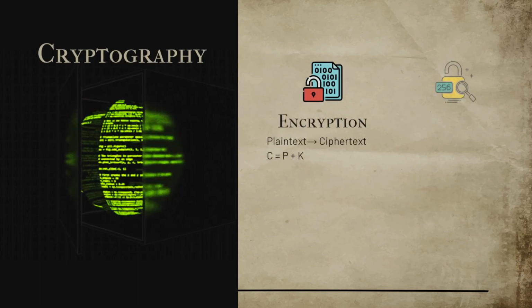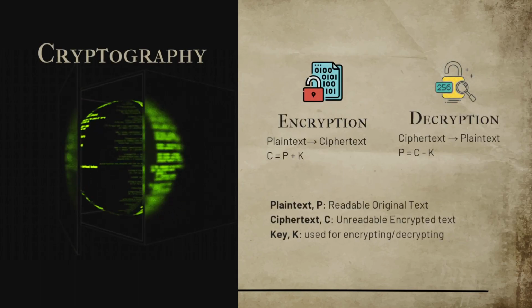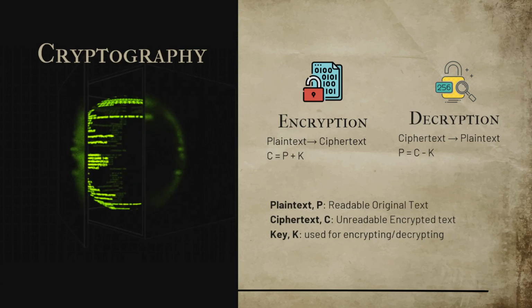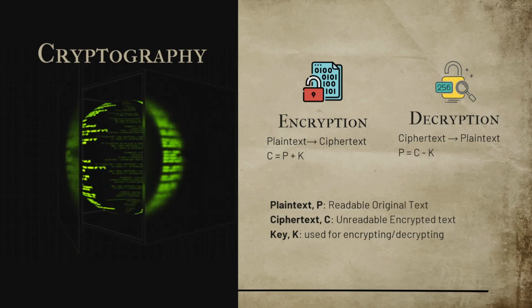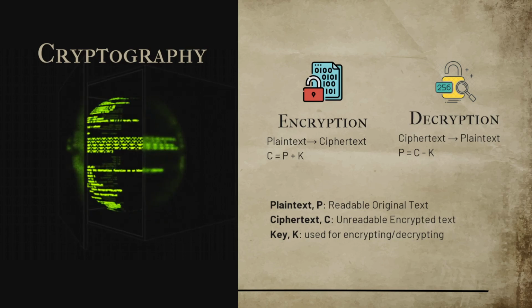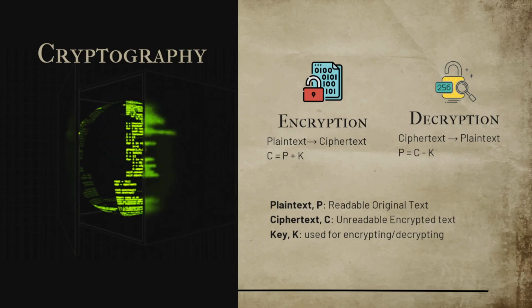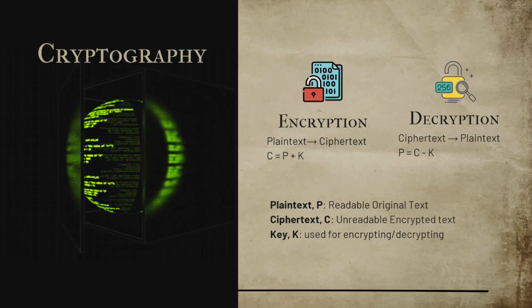Cryptography is all about encryption and decryption. Converting our readable plain text to unreadable ciphertext is encryption, and decryption is vice versa. We add a key to the plain text to create ciphertext, and again, by reverting that key from the ciphertext, we get the plain text.